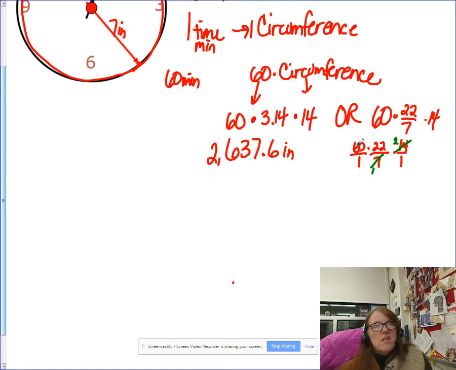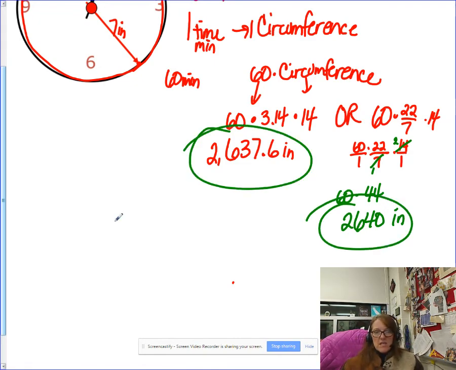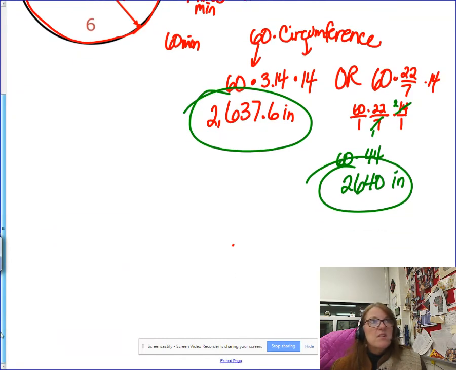Is that gross? Still, I guess. 60 times 22 times 2 is 44. Now take 60 times 44. If you have the oomph to do that one, go ahead. Otherwise, grab your calculator. And if you use this approximation, you get about 2,640 inches. If you use 3.14, you get that many inches. Hey, they're pretty darn close. And when we're approximating with pi, we're not going to get a super exact answer. We'll get something close. So simply read your directions and see which approximation they are instructing you to use.